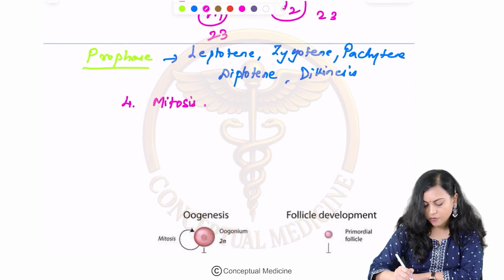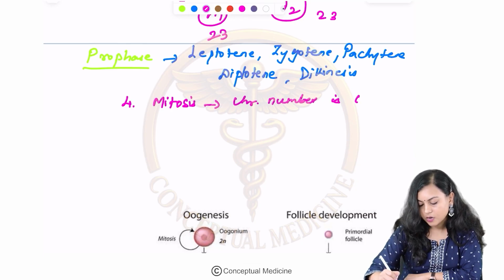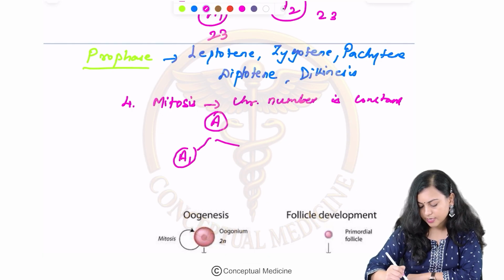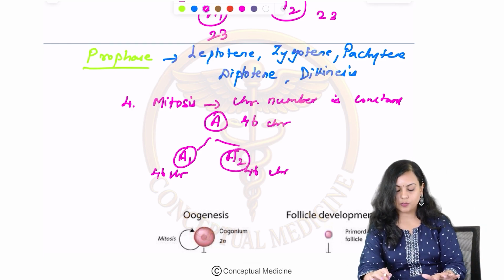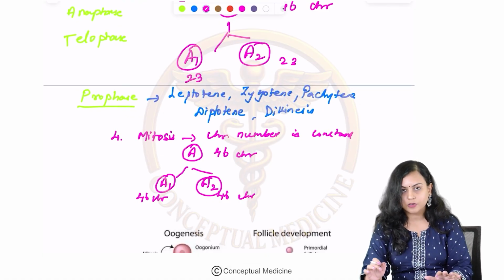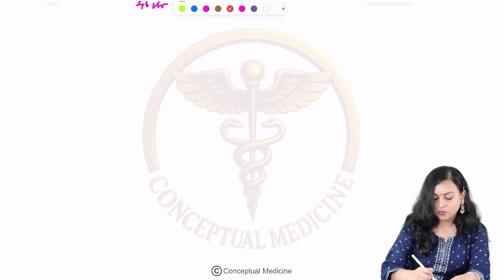Then we have mitosis, where the chromosomal number is constant, that is, it is maintained. Suppose a cell A becomes cell A1 and A2 by mitosis. If A has 46 chromosomes, cell A1 will also have 46 chromosomes, and cell A2 will also have 46 chromosomes. So this is the basics you have to know. Now we will see oogenesis.